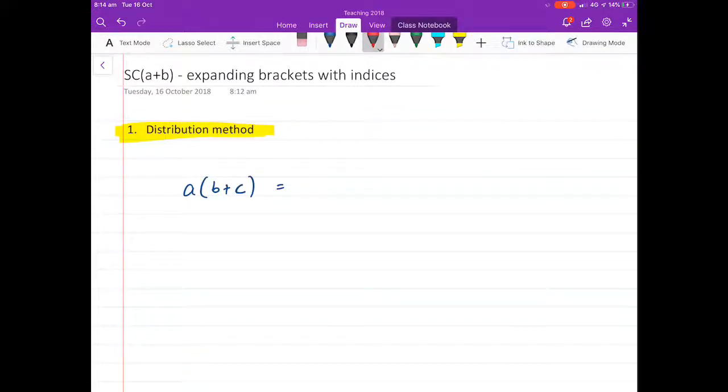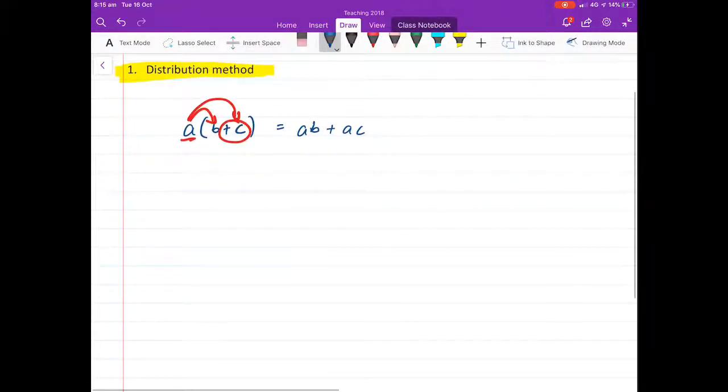This says that we need to take A and multiply it by everything inside those brackets. So if we step it back, A times B, we get AB. And then if we take A times C, now that positive sign goes with the C, A times C, we get plus AC. That routine there is exactly the same every single time, as we're about to see.